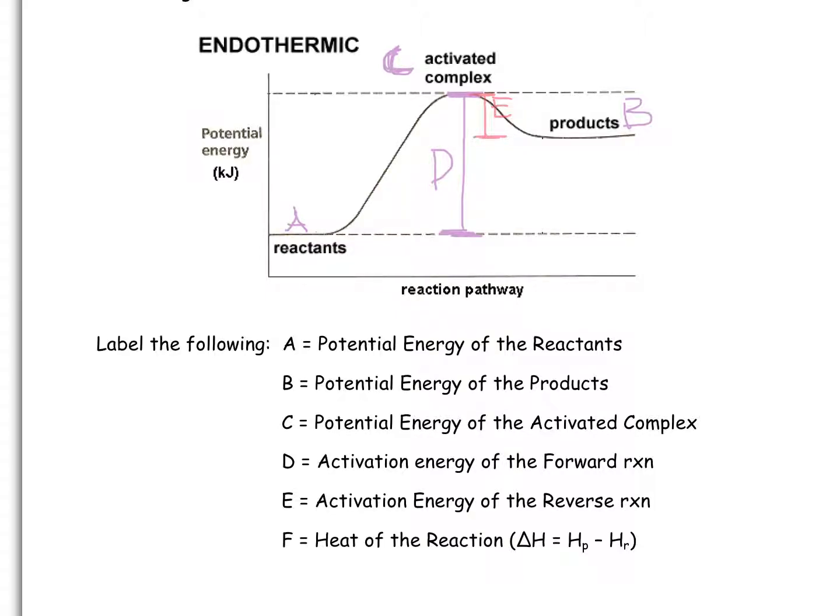And then the total heat of the reaction, or my delta H, would be my products minus my reactants. So my products are here, reactants energy is here, so delta H is always the difference between my products and my reactants, and notice how it's positive this time. So we label this F.